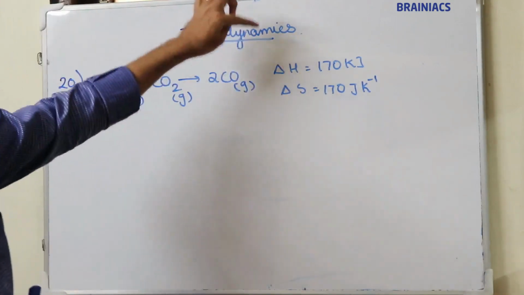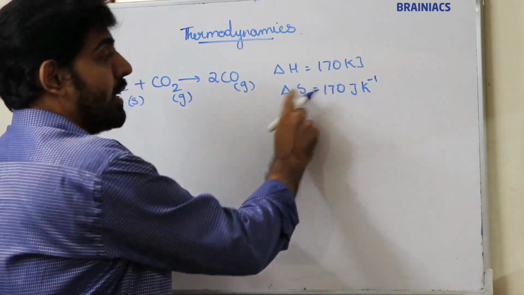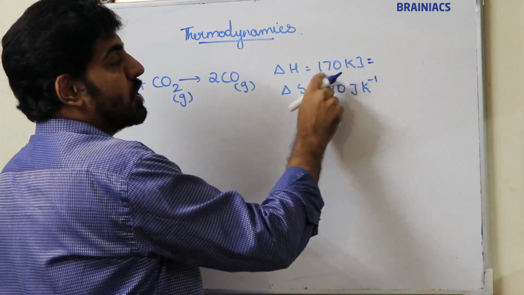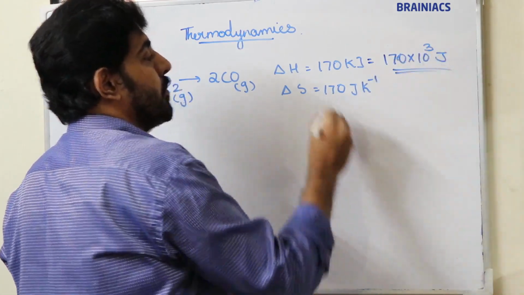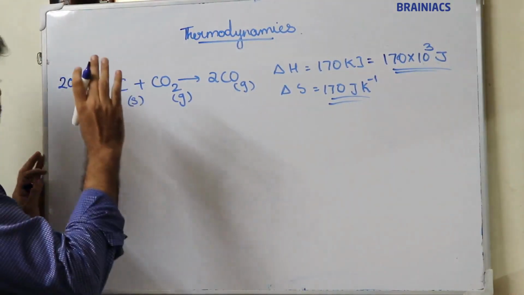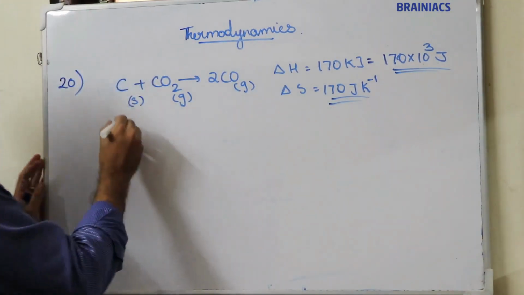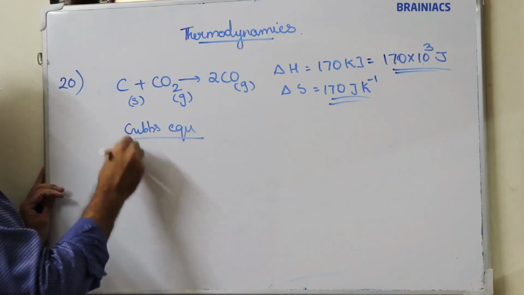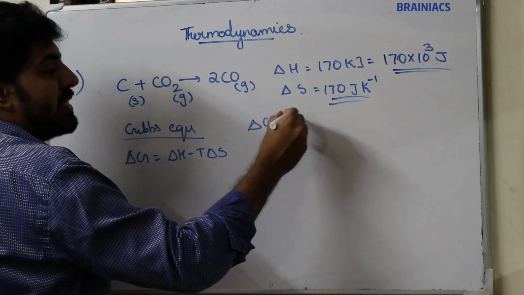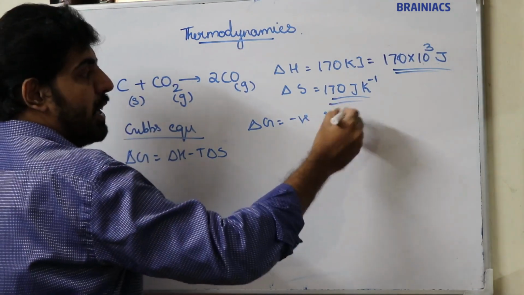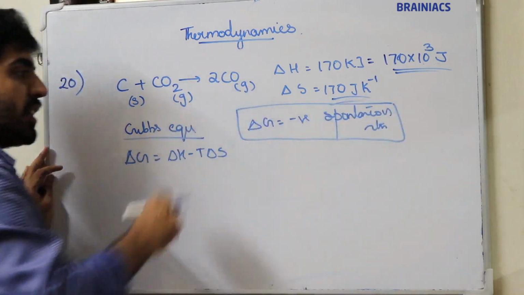So delta H value is given, it is 170 kilojoules per mole, and delta S value is 170 joules Kelvin inverse. Here delta H is expressed in kilojoules, so we have to convert kilojoules to joules. So we will get 170 into 10 raised to 3 joules. Now they have given that to make the reaction spontaneous, what is the value of temperature? According to Gibbs equation, delta G is equal to delta H minus T delta S, and to make reaction spontaneous, delta G value should be negative. For spontaneous reaction, delta G value is negative.